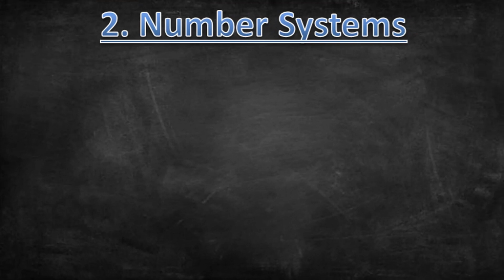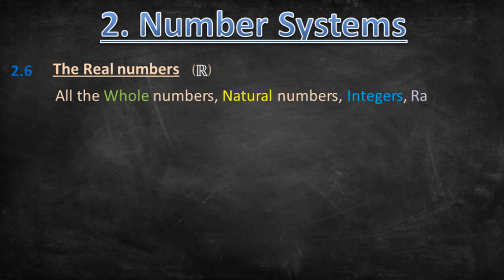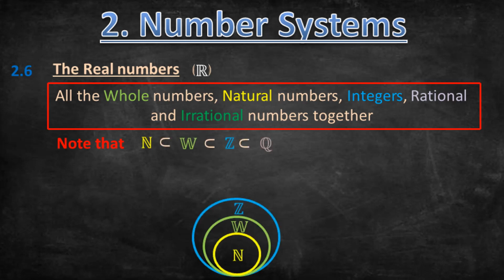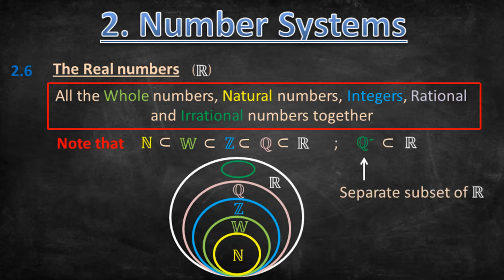The second last number system that we want to look at is the set of real numbers. We use the symbol R to denote the real numbers, and it consists of all the whole numbers, natural numbers, integers, rational, and irrational numbers together. Note that the natural numbers, the whole numbers, the integers, and the rational numbers are all subsets of the real numbers. The irrational numbers form a separate subset of the real numbers.